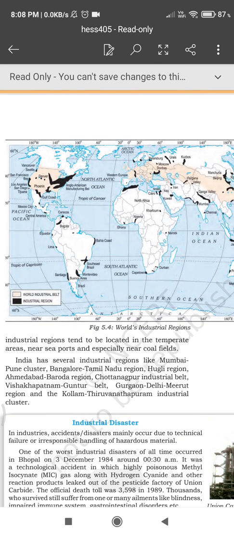In India, there are several industrial regions like Mumbai, Pune, Bangalore, Tamil Nadu region, Hooghly region, Ahmedabad, Baroda region, Chota Nagpur industrial belt and Visakhapatnam, Guntur belt, Delhi, Meerut region and Kolkata, Trivandrum industrial region. So these are 7 major industrial regions in India.